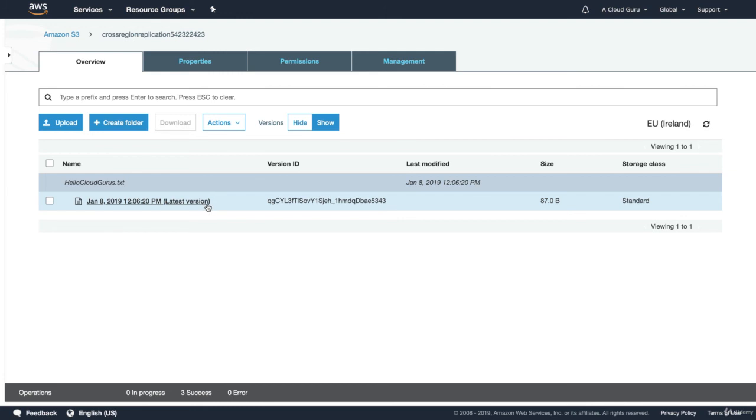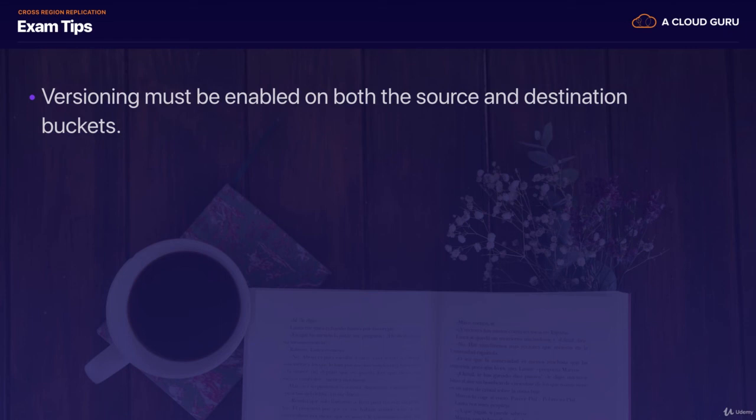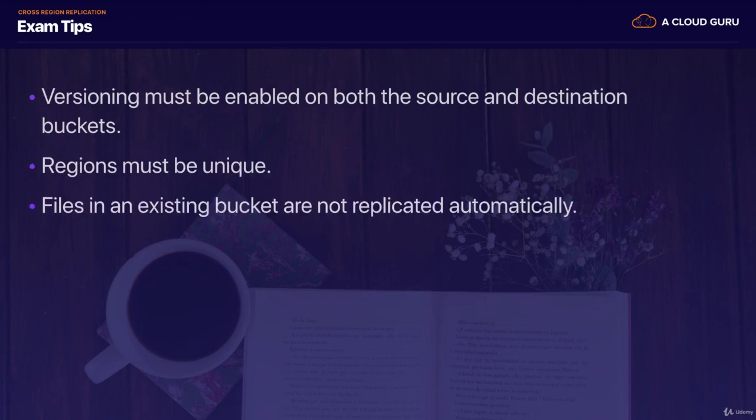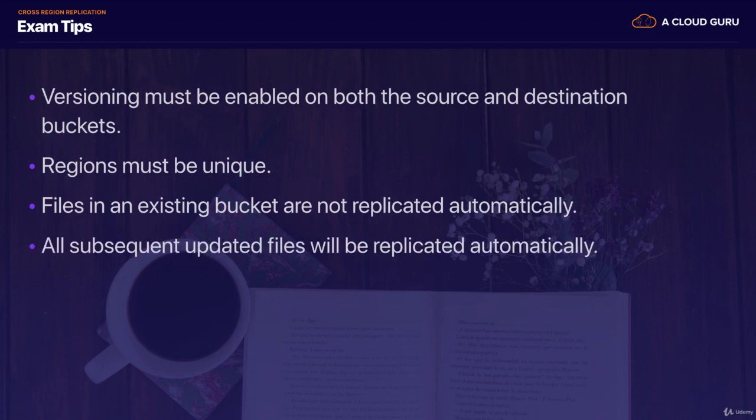So let's go over to my exam tips. So just remember with cross-region replication that versioning must be enabled on both the source and destination bucket. Your regions have to be unique, and files in an existing bucket are not replicated automatically. So we saw that when we turned it on, that file wasn't automatically replicated, but when we added a new file, that new file was automatically replicated to the region in Ireland. So all subsequent updated files will be replicated automatically.